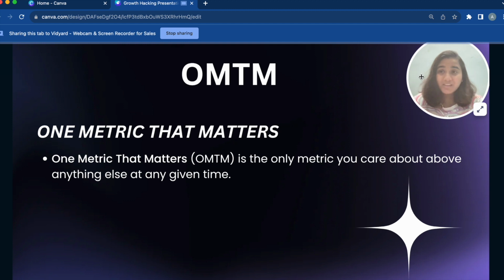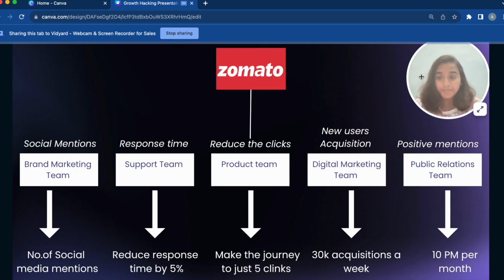So OMTM varies across different branches of your business. Let's take the example of Zomato. Zomato has different teams like the brand marketing team, support team, product team, digital marketing team, and public relations team. What's the role of a brand marketing team? It's to get social mentions. And what's the role of the support team? It's to decrease the response time. And what's the role of a product team? It's to make sure that there are fewer clicks on the app so that the customer buys the product at the end of the day. For the digital marketing team, it's acquiring new customers. And the role of a public relations team is to get positive mentions.